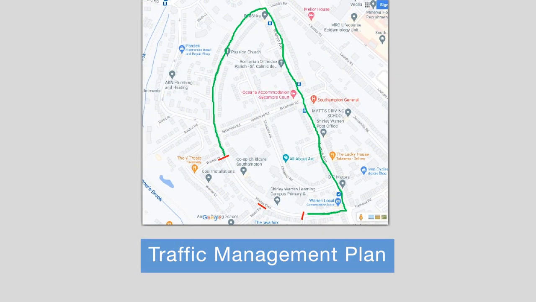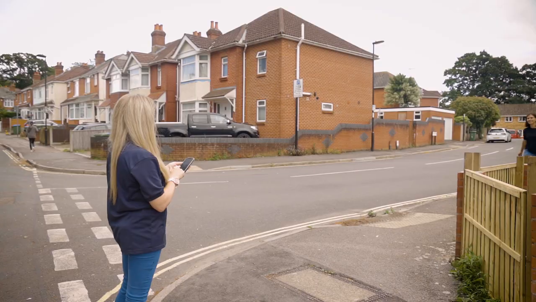When applying for either scheme, your local authority will want to see a map of where you're proposing to close the road. We call this a traffic management plan. The lead steward or organiser will be the person to organise and complete this. Don't worry, it's fairly straightforward.